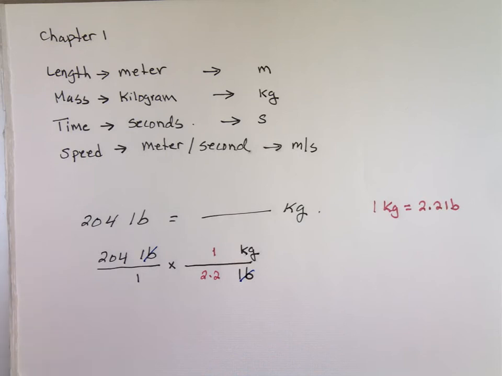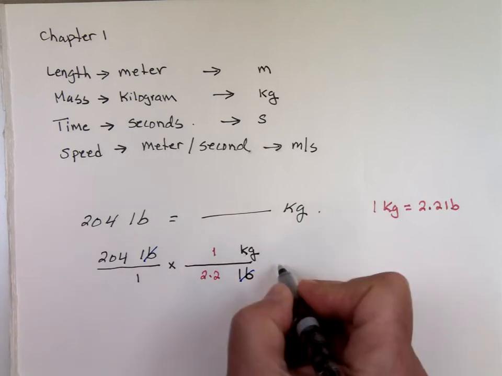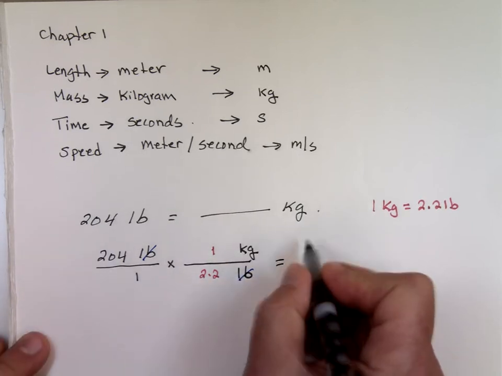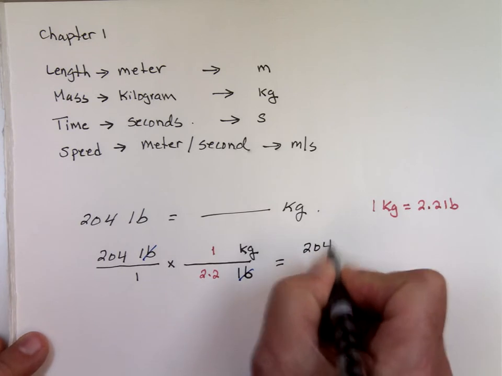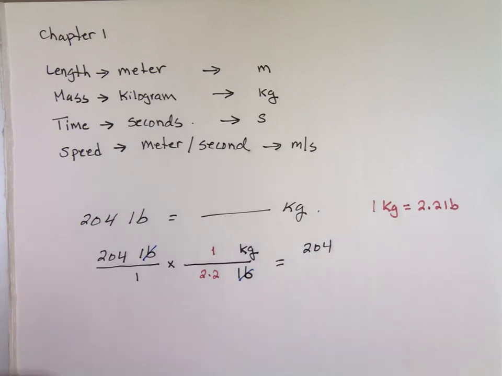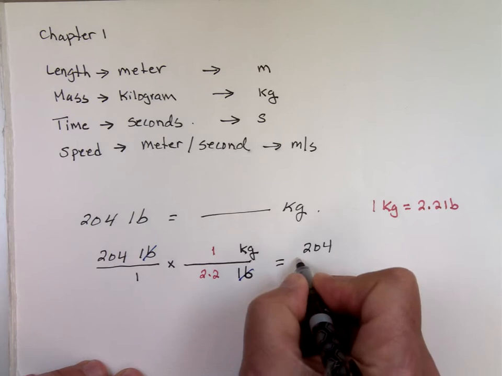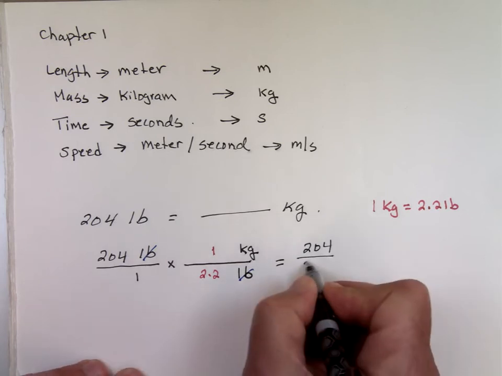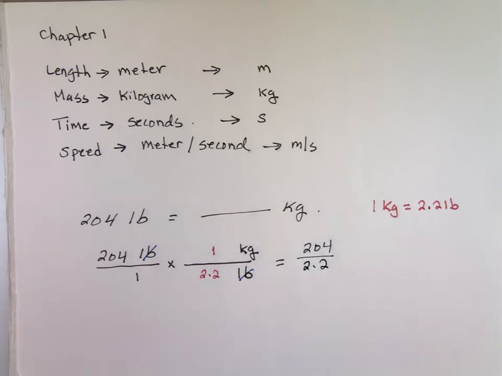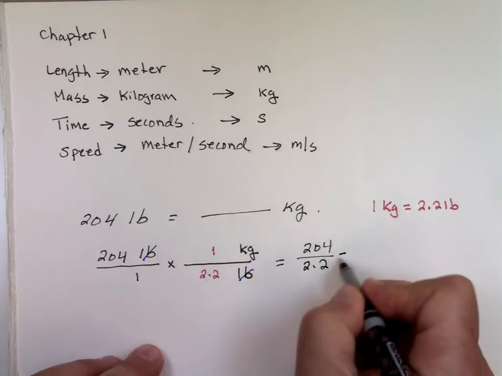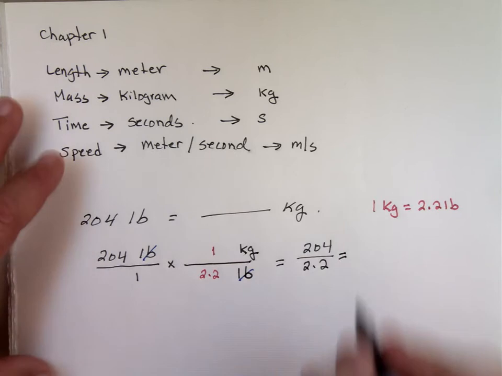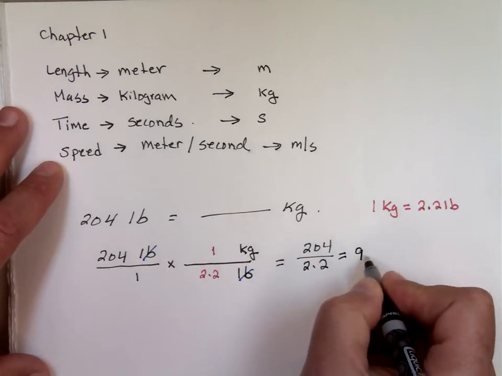Now you're multiplying fractions. If you remember from algebra, when you multiply, it's the top times the top. That's 204 over 2.2. And I forgot to bring a calculator with me. Anyone has one? 92.73. 92.73? Yeah.